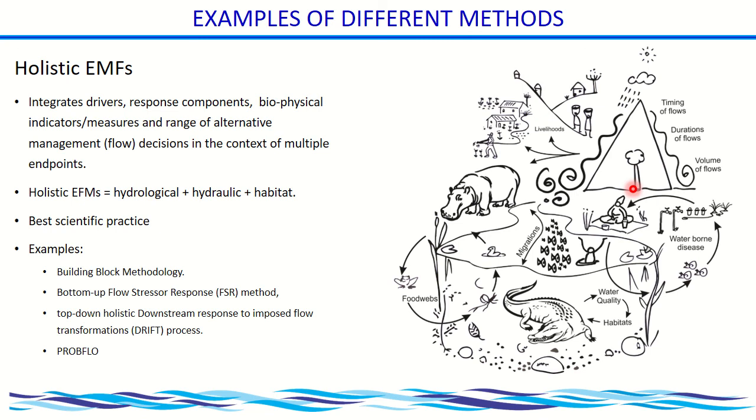The last assessment method is this holistic environmental flow assessment methods. What does holistic mean? If you've got a holistic plan, what does it mean? Any idea? Holistic considers everything. So holistic environmental flow assessments are based on whatever could be driving the system from an environmental flow perspective. Volume, timing, duration.